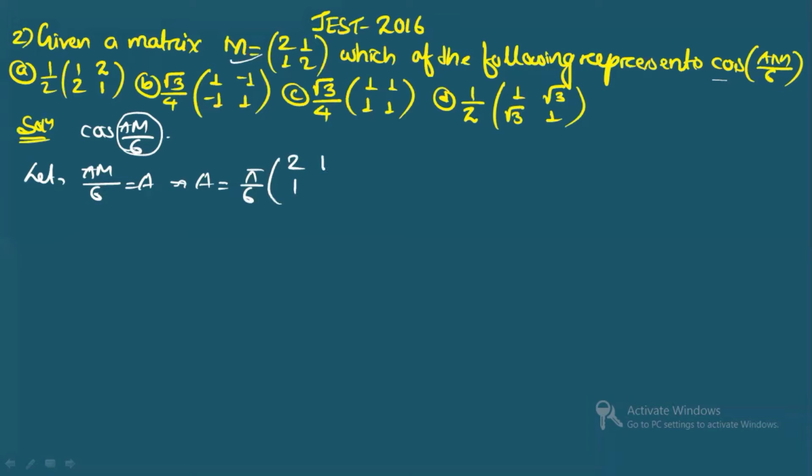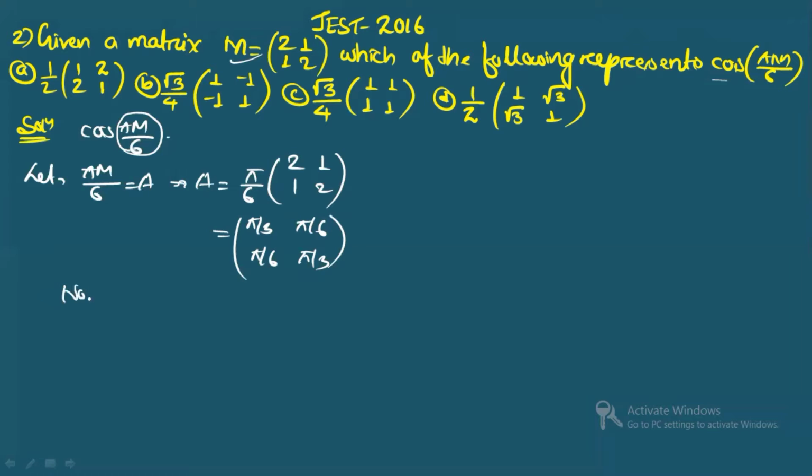Matrix M is 2, 1, 1 and 2, which can be written as, if you multiply pi by 6, you will get pi by 3 on the diagonal. This is pi by 6, this is pi by 6, and this is pi by 3. Now we will find the eigenvalues.